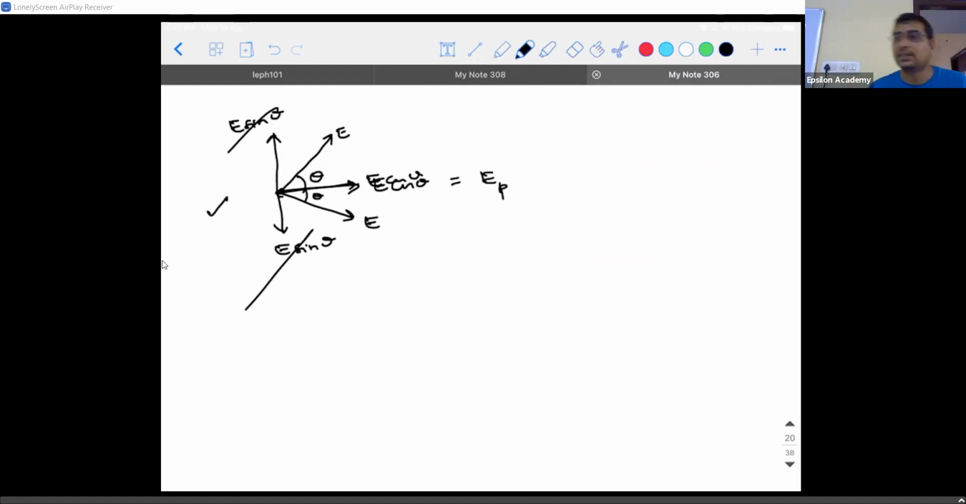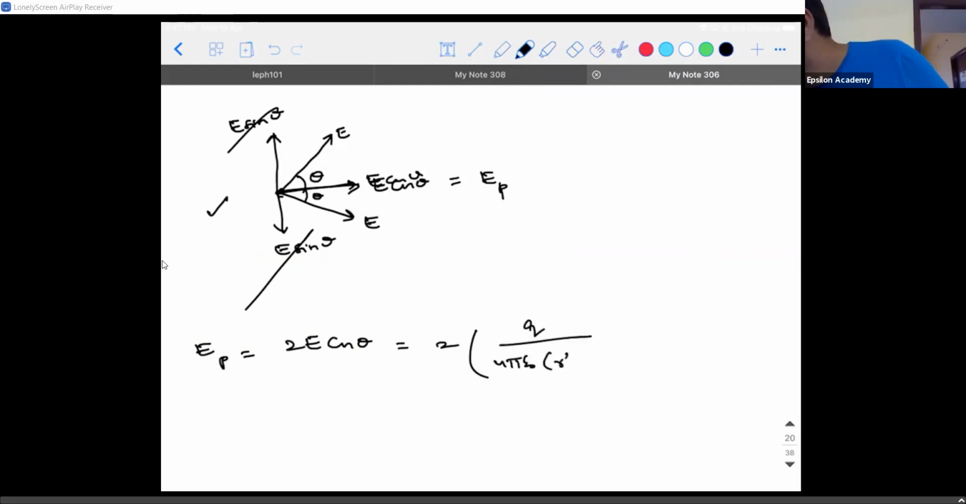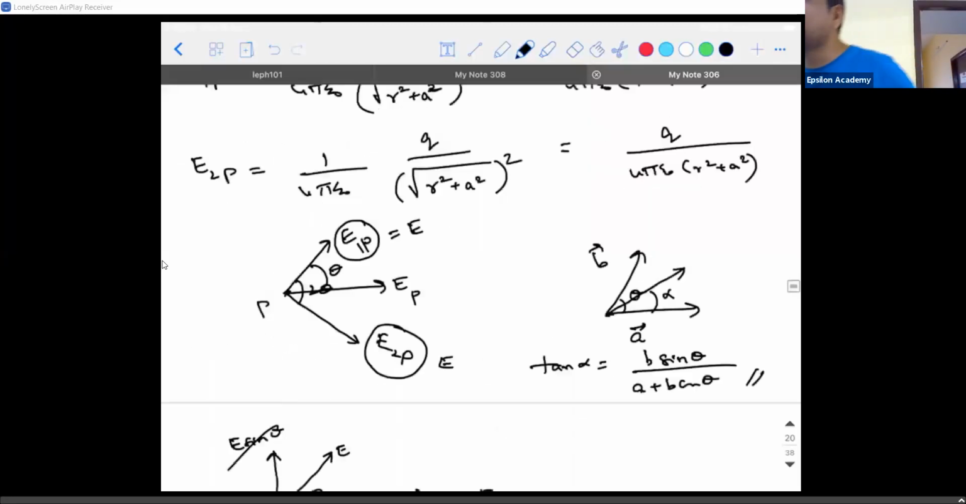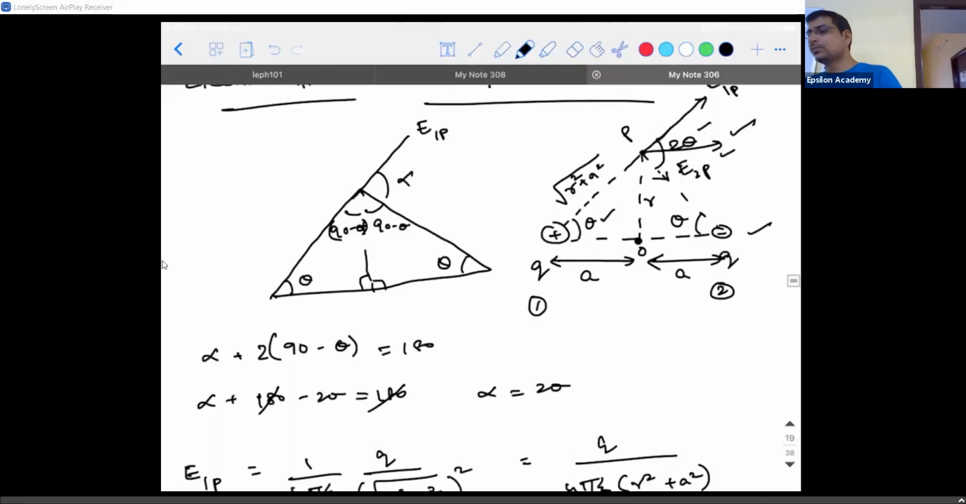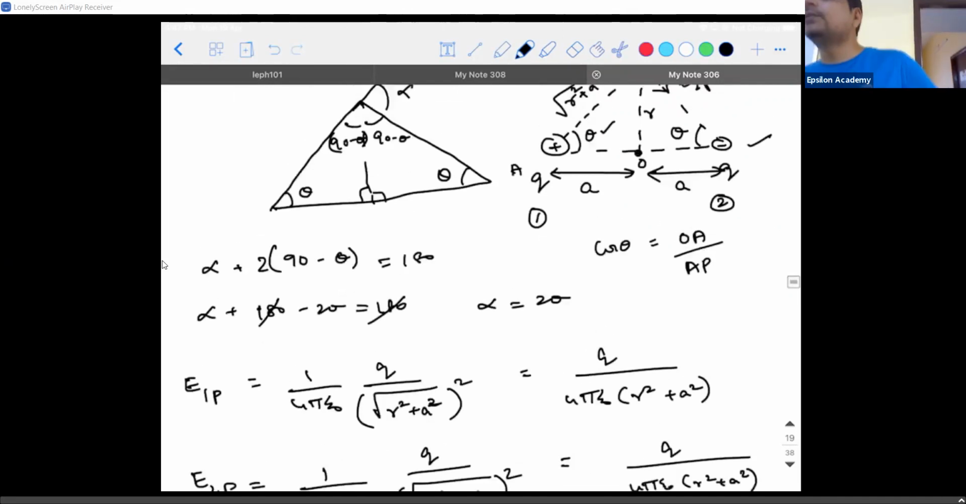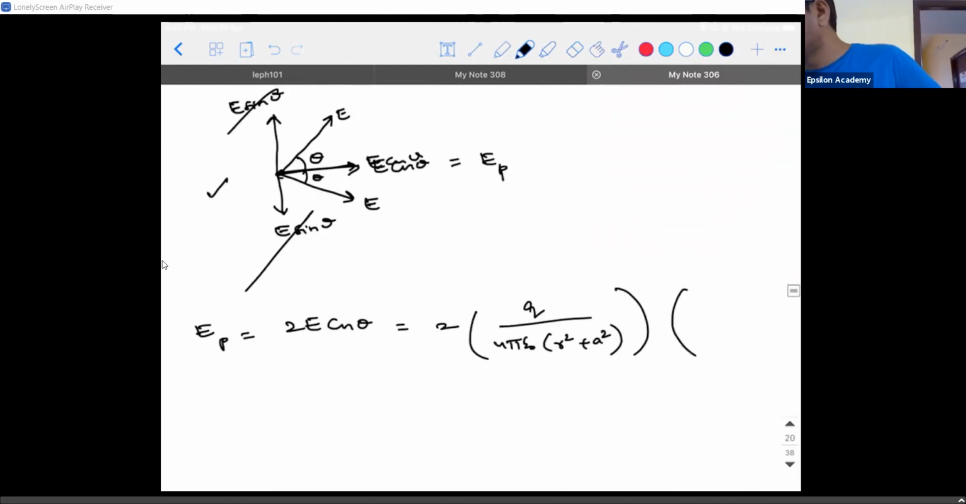That's what we are going to call EP, and EP will be equal to 2 times E cos theta, or 2 into what is the value of each electric field? Q divided by, look at your notes and tell me, Q divided by 4 pi epsilon naught. Very good. R square plus A square into cos theta. For cos theta, you need to search for a right angle triangle. Cos theta, look at the right angle triangle, tell me what is it? Cos theta is equal to, if I call this point as A, OA divided by AP? Adjacent divided by hypotenuse. So A divided by root of, very good.